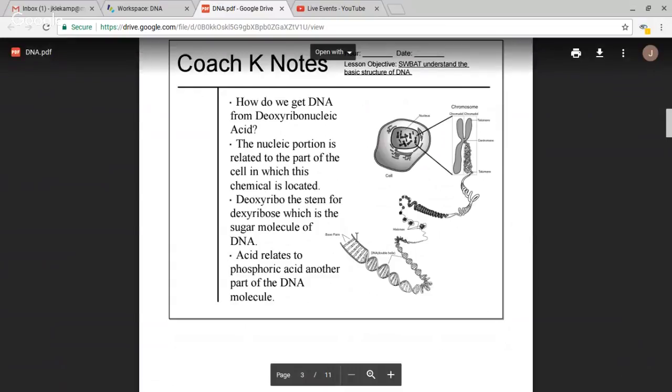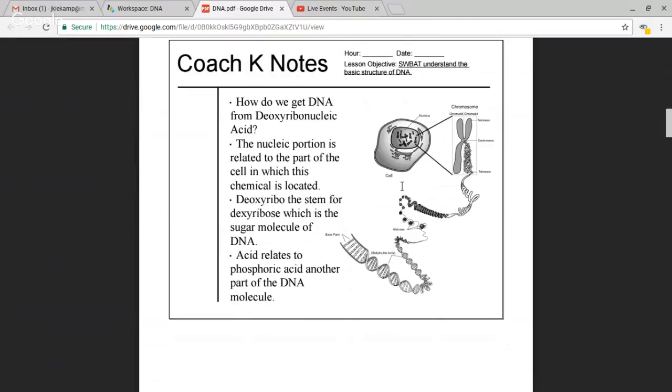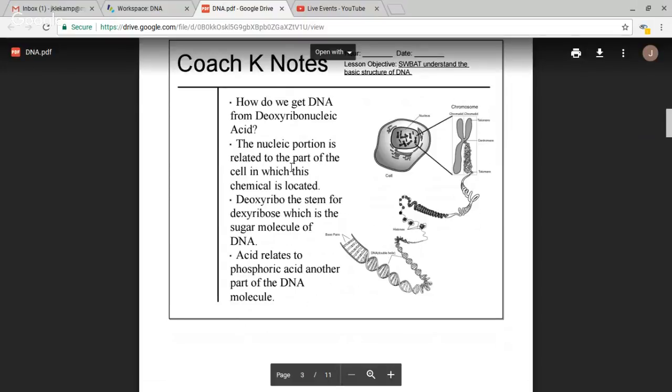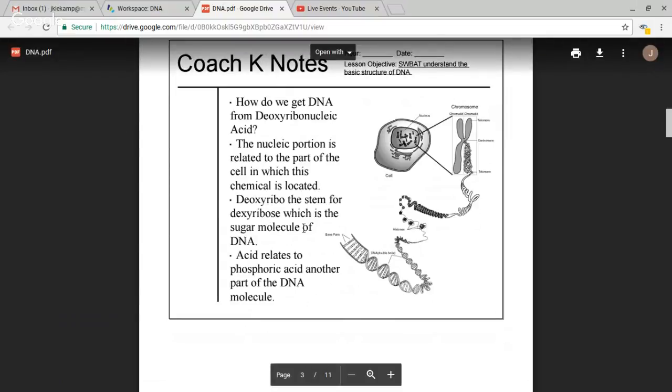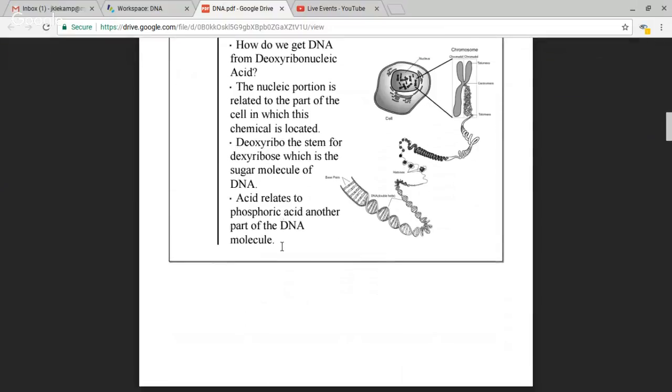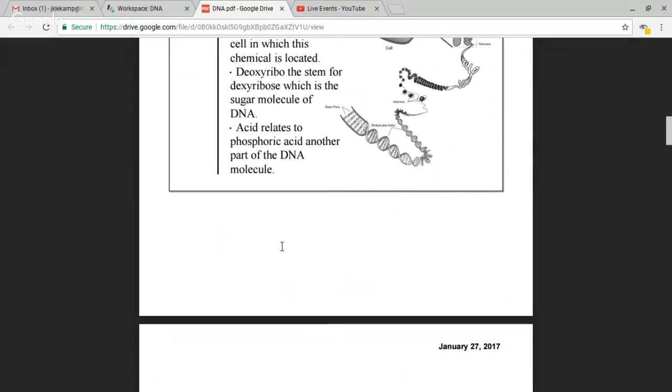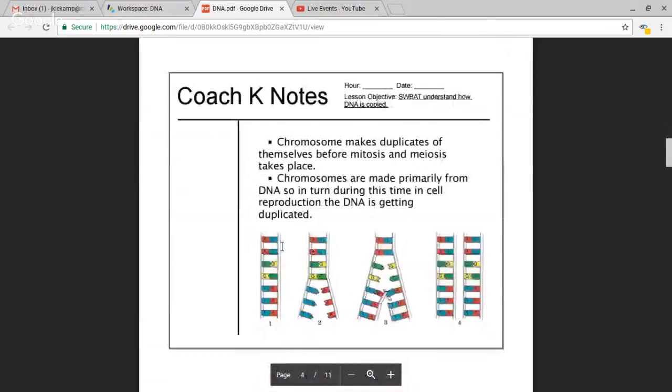Well, if you get down to the microscopic size of it, it starts out in your cell as a chromosome, and then it will kind of unwind into this double helix area that we look at all the way down to the base pairs. So the nucleic portion is related to the part of the cell in which this chemical is located. So when we say nucleic, we're talking about it's located in the nucleus. The deoxyribo is the stem for the deoxyribose, which is the sugar molecule. And then, of course, the acid relates to that phosphoric acid that holds that side together.